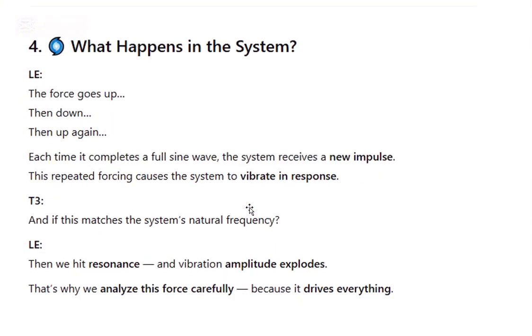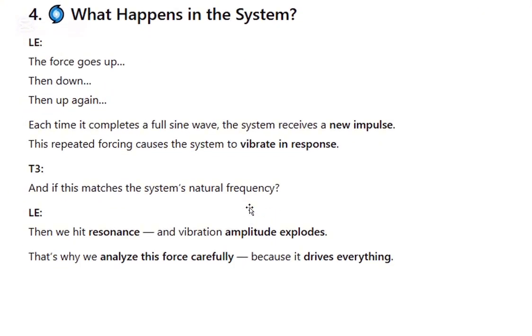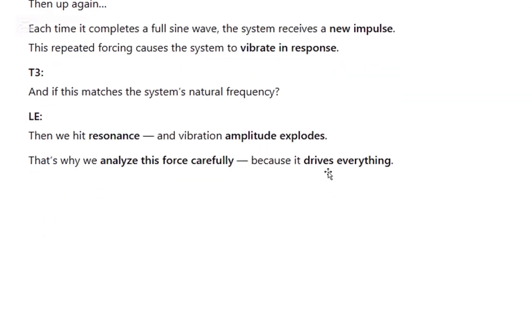What happens if the force goes up, then down, then up again? Each time it completes one full cycle, the system receives a new impulse. This repeated force causes the system to vibrate in response. And if this matches the system's natural frequency, that's where we hit resonance. The vibration amplitude explodes. That's why we analyze this force carefully, because it drives everything.